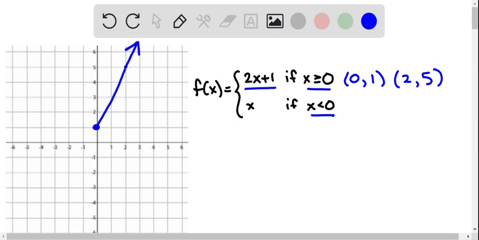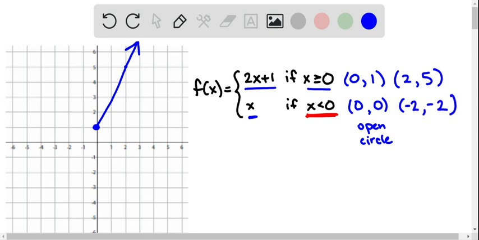And then for the bottom piece, I'm going to substitute 0 in, but remember 0 is not part of this interval. So when I draw this point, it's going to be an open circle. So if I substitute 0 in here, I just get 0, open circle, to show that we're not including it. And then let's choose another number, and as long as that number is less than 0, you can use it. So how about -2? And if I substitute that in there, I get -2.